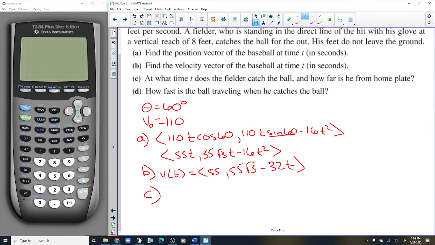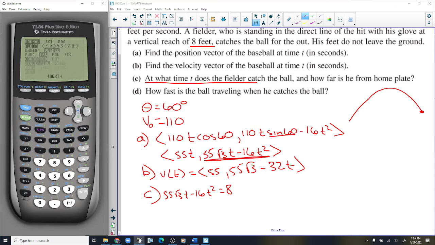Letter C, at what time t does the fielder catch the ball and how far is he from home plate? Well, he'll catch the ball when the ball is 8 feet high, going up after the batter hits it, and then when it's 8 feet high, that's when we know the ball has been caught. The height is the y coordinate of the position. So we want to know when 55 square root of 3 t minus 16t squared is equal to 8.